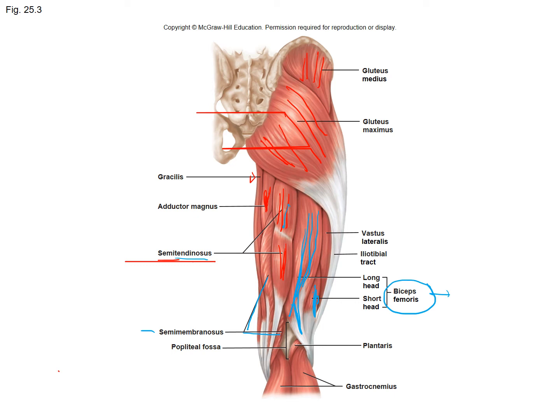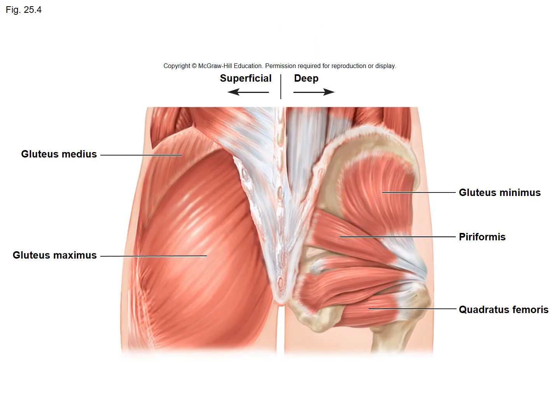And laterally you can observe the vastus lateralis, part of the quadriceps muscle. Gluteus medius, gluteus maximus, which gives the shape to the butt, and the gluteus minimus. This is the piriformis muscle, and this is the quadratus femoris muscle.